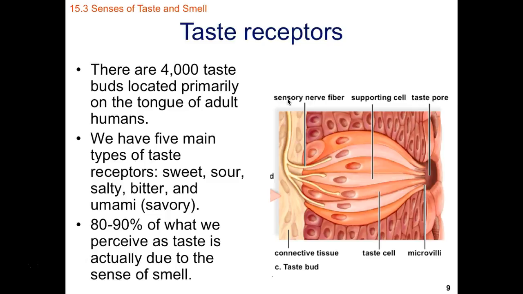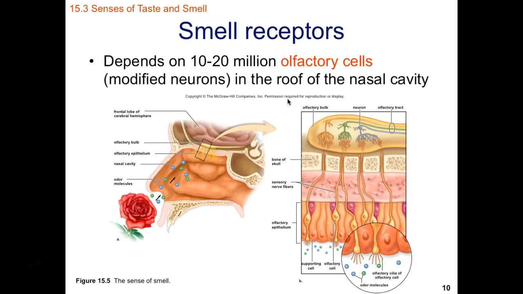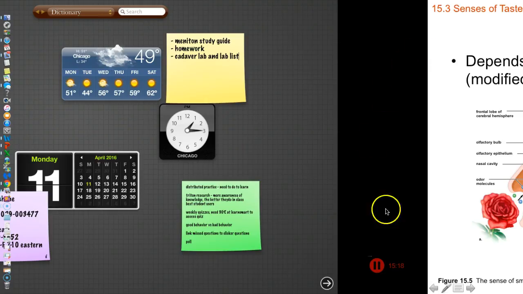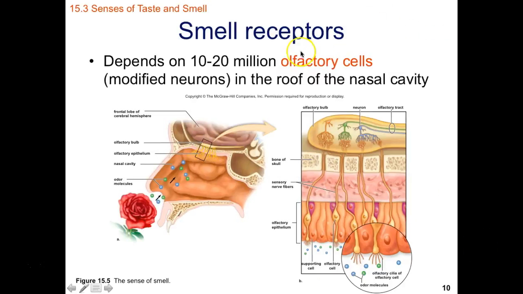And so this is why we can't really taste too well when we have a cold. Our smell receptors are going to depend on 10 to 20 million olfactory cells. When you see this word olfactory, always think sense of smell, having to do with the nose. And these are modified neurons.